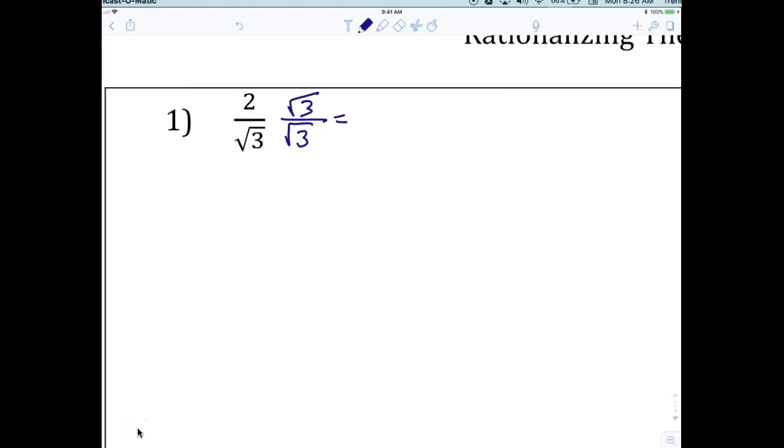So I have 2 radical 3 over, what is the square root of 3 times the square root of 3? 3. So that is your answer. That's all there is to it. It's called rationalizing the denominator.